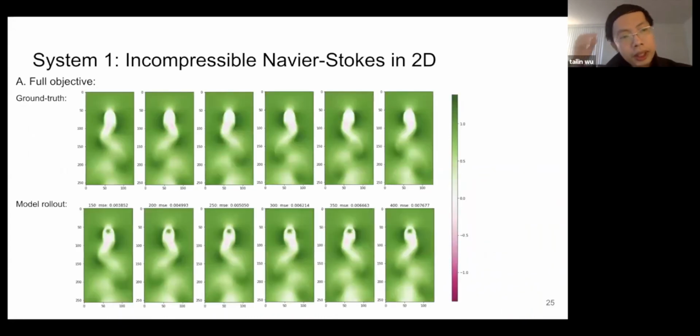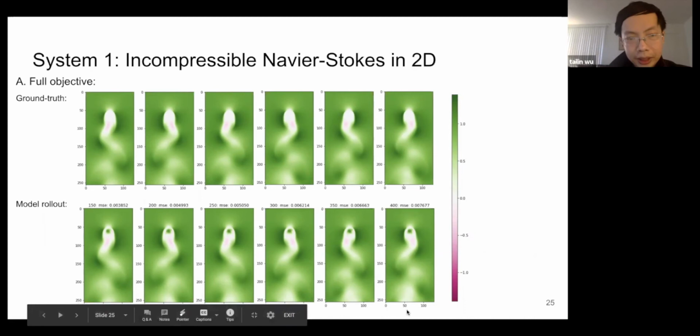Now here we apply our full objective. Here it is the ground truth versus the model rollout. Here each is 50 time steps apart, and here it's 150. We can evolve up to 400 time steps with almost exact ground truth.